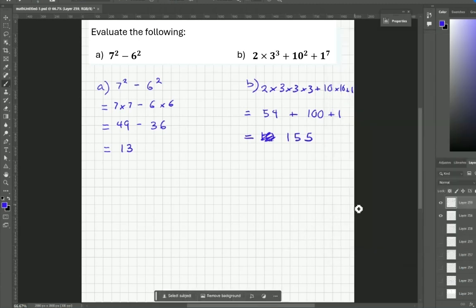Alright, so the goals for this lesson are pretty simple. Be able to expand a power or an index, and then also be able to turn something into index form, and then finally be able to perform operations with them in the correct order. Alright, give the last questions a go, and I'll see you in the next lesson.